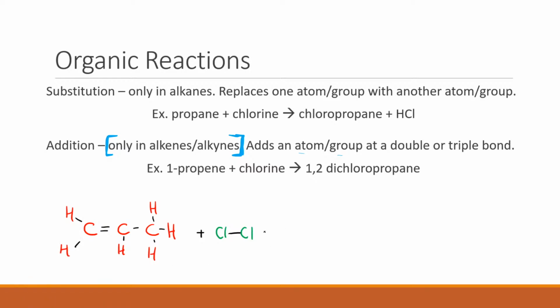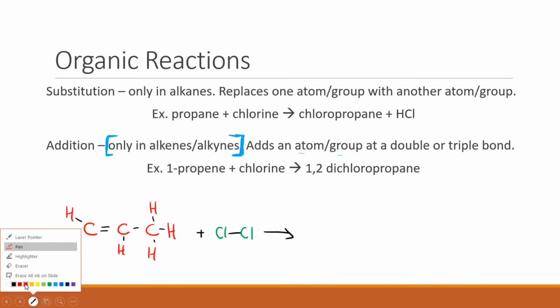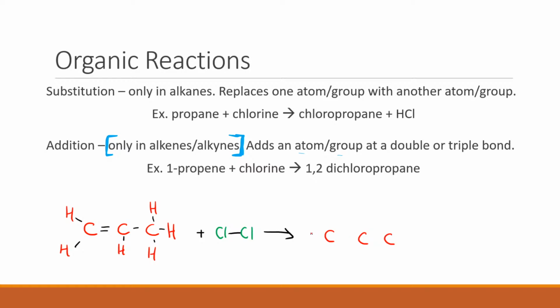And for an addition, we're not swapping. It's not a substitution. We're not going to swap. Instead, what we're going to see is that they're just going to add themselves at the double bond. So the two chlorines are going to cause the double bond to break, crack open, and make room for both chlorines to get added on.